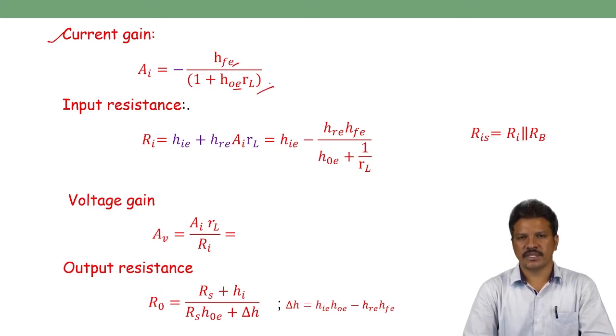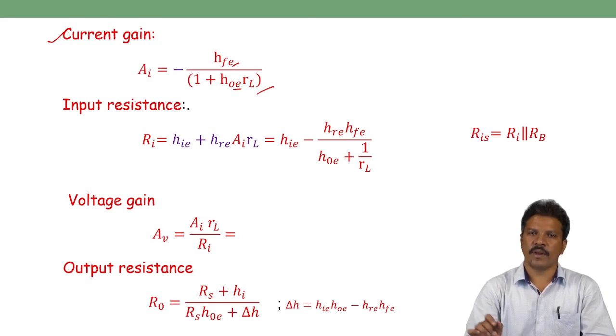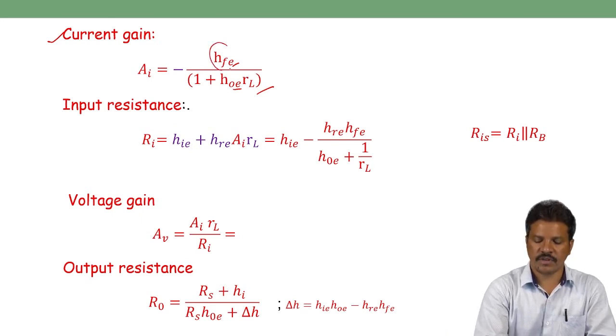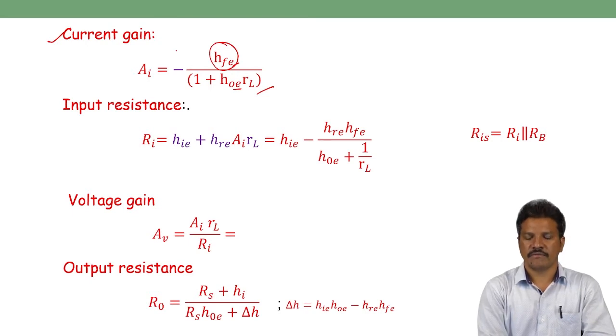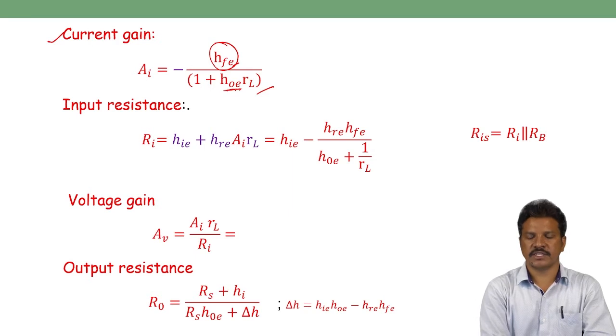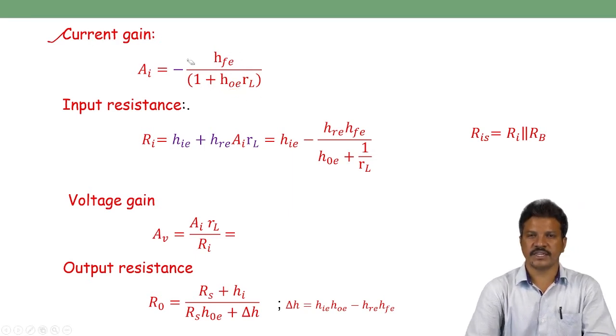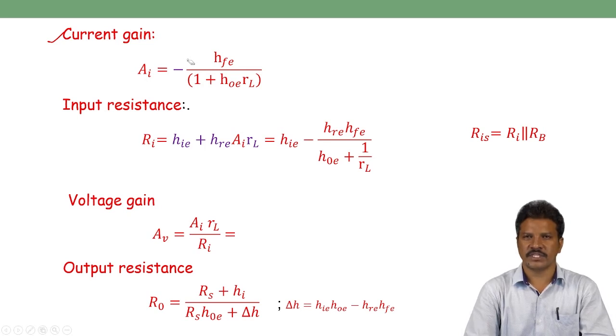In the examination they may give the forward current gain in common emitter configuration, which is represented by HFE, and HOE, the output admittance in common emitter configuration. Then we calculate the current gain by substituting HFE divided by 1 plus HOE into small r.